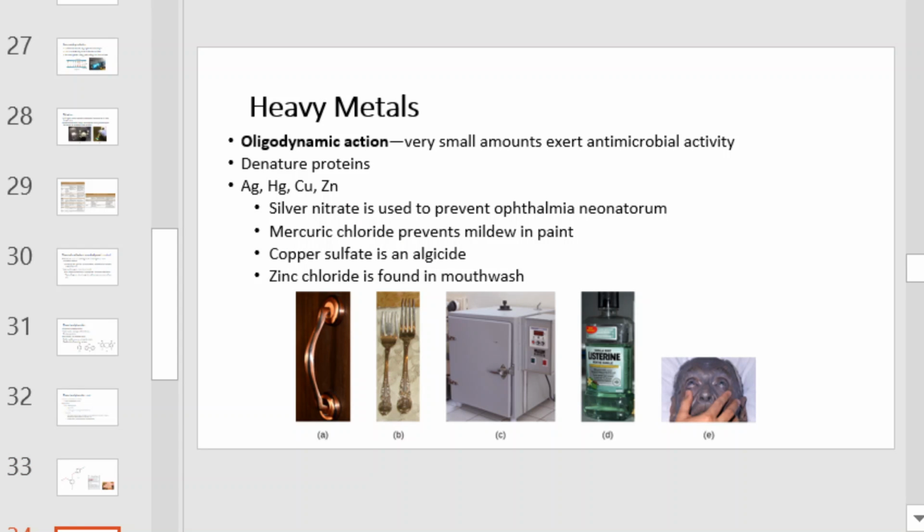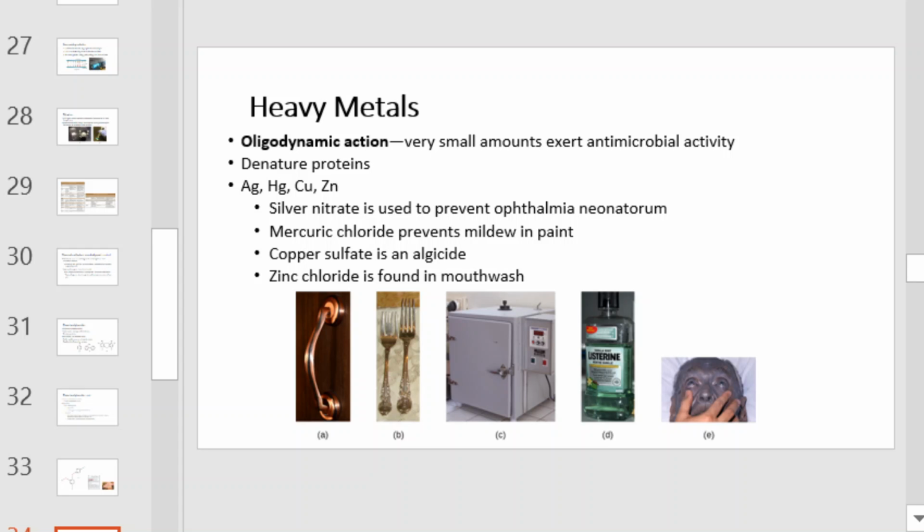Heavy metals. Heavy metals have oligodynamic action. That means in very small amounts, they can exert antimicrobial activities and denature proteins. I've listed some examples for you here, which include silver nitrate, mercury, copper sulfate, and zinc chloride, and where they might be found. Silver nitrate is used to prevent ophthalmia.